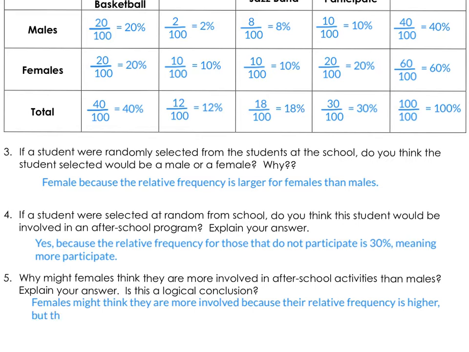I just wrote that as females might think they are more involved because their relative frequency is higher. However, this is not a logical conclusion because if we think about the number of people surveyed, there were more females. So it's not a fair sample in the beginning. And since there are more females in the study, it makes sense that their relative frequency is higher. So I just wrote that as because more females were in the sample, the end part there.